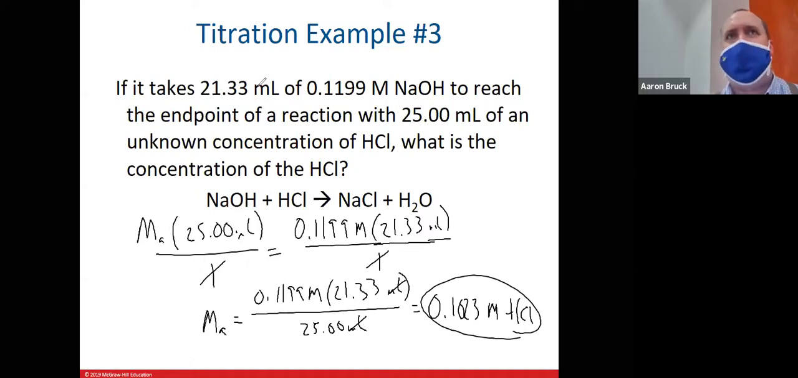This looks exactly like the dilution equation then. And so all we had to do was multiply the molarity and the volume for the base, divide by the volume of the acid, and that gave us 0.1023 molar hydrochloric acid.